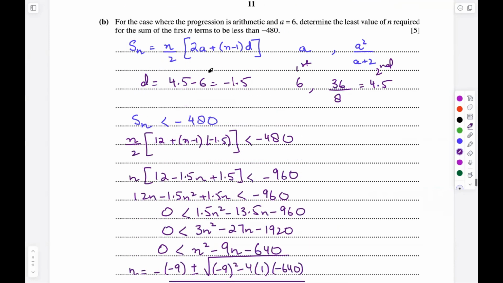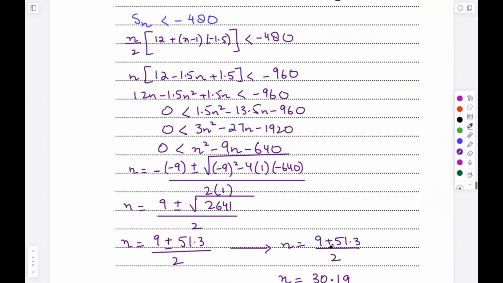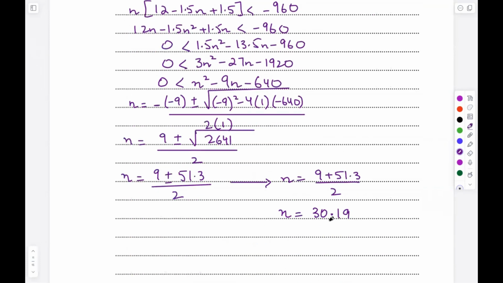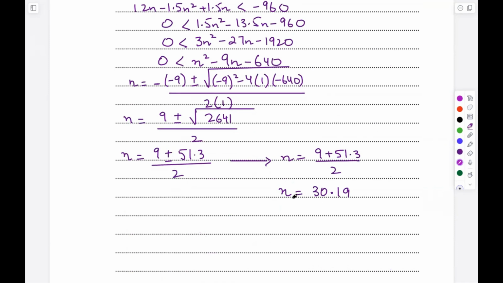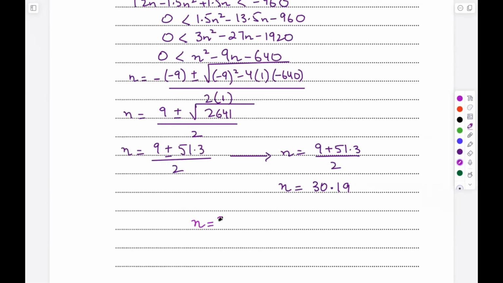Now, as it said, we have to find the least value of n required for the sum of n terms to be less than minus 480. So as n is 30.19, we have to make the sum less than minus 480, so we'll use the value after 30.19. So the final answer for n will be n equals 31. For n equals 31, the sum will go below minus 480.